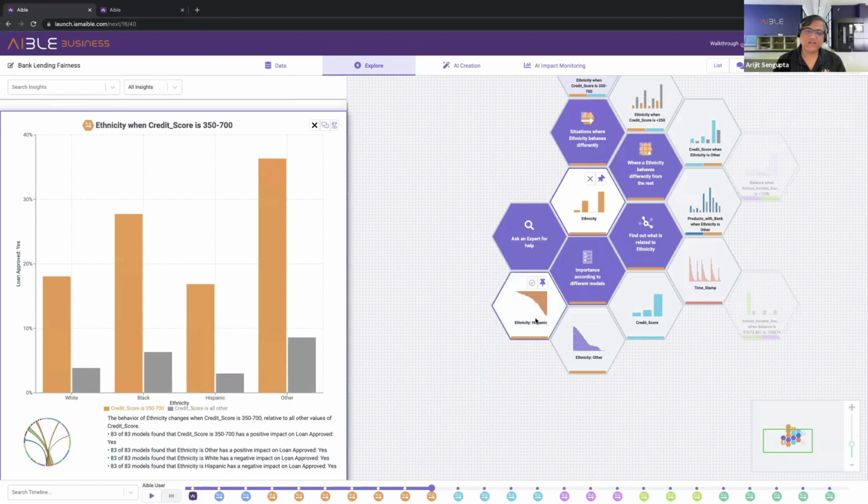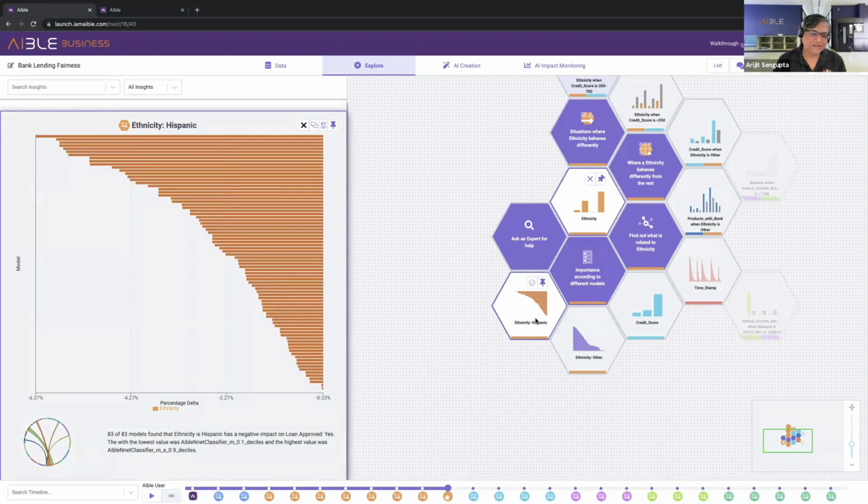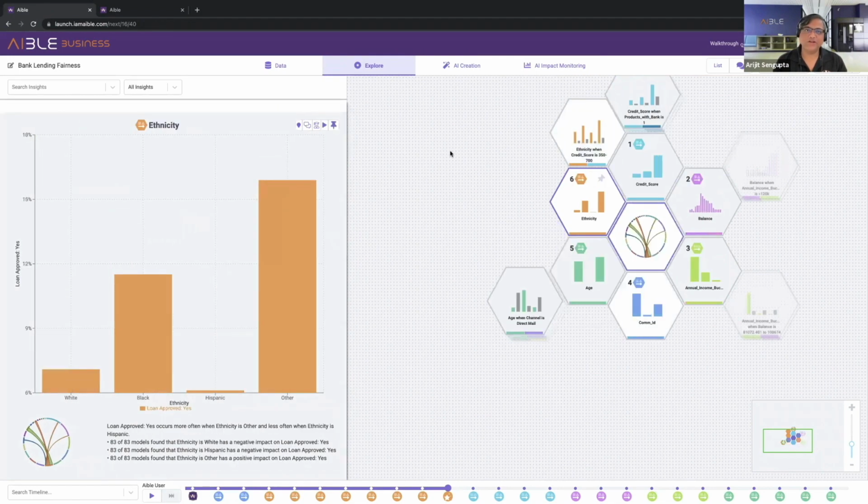The other interesting thing is there are 83 different models that have looked at this data. So when we say ethnicity Hispanic has a negative effect on loan approval, not just one model saw that. Every model from all these different types of models, from neural nets to Bayesian models to, there's a GBM there, 83 different models saw this as being important. So I'm going to be very worried about this right now.